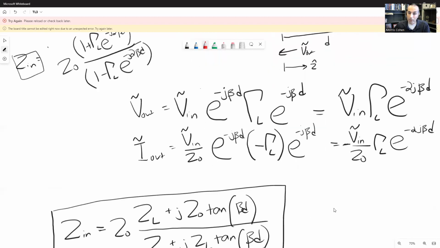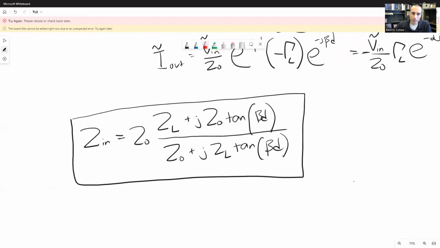A couple of sanity checks, which you can verify yourself. If d equals 0, then the input impedance works out to be ZL. That should make perfect sense. If there is no transmission line, then the input impedance should be exactly the same as the load impedance. Beautiful. That's good to know.